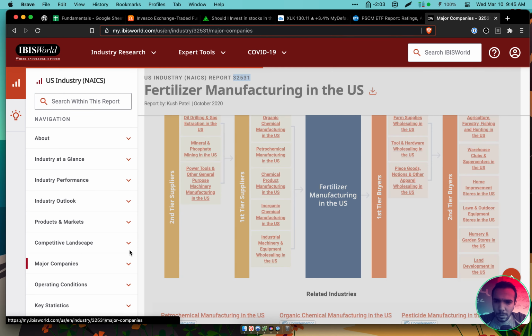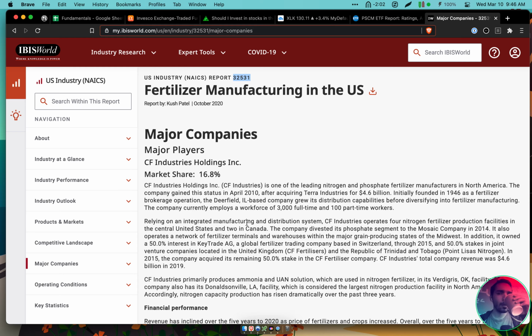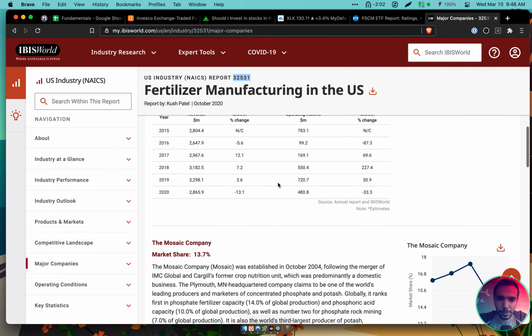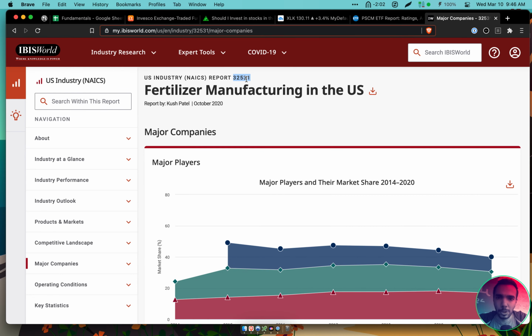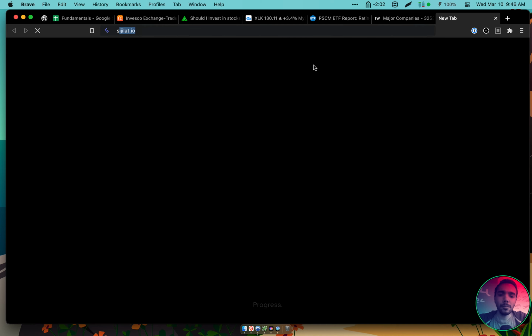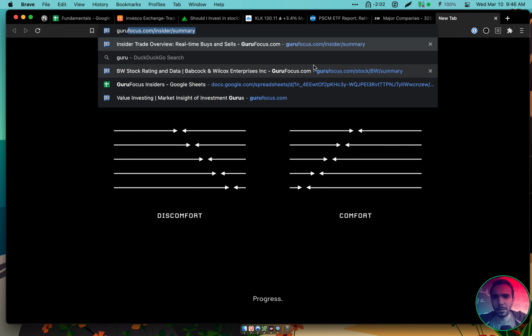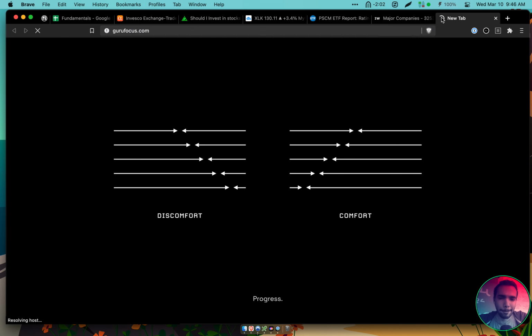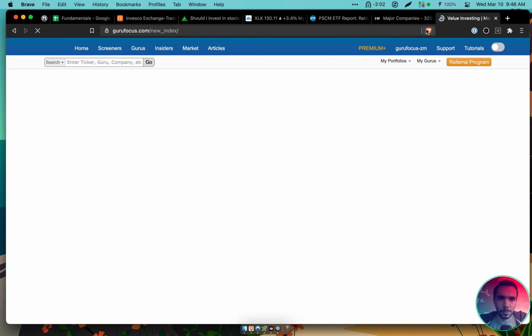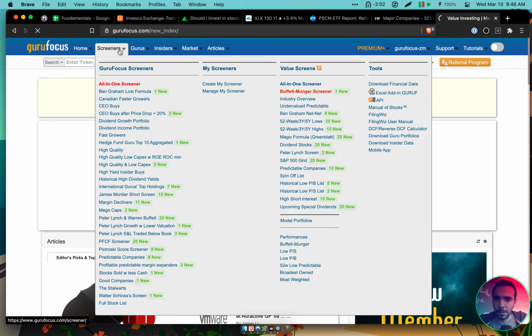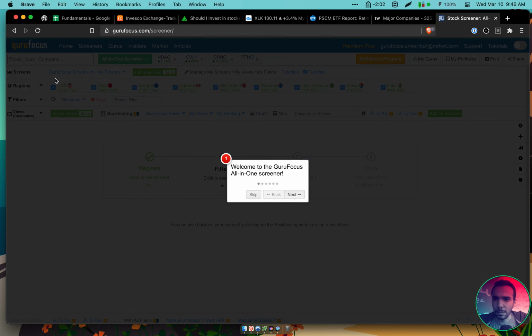Oh, maybe you could just look at major companies here. Although really, you don't want to find major companies if you're looking for the smaller ones, right? Yeah, probably not. Not the major companies. Stock screener. Oh, there's this GRU focus. Let's see. I bet they have some sort of screener that we can use. Yeah, screeners. All-in-one screener.